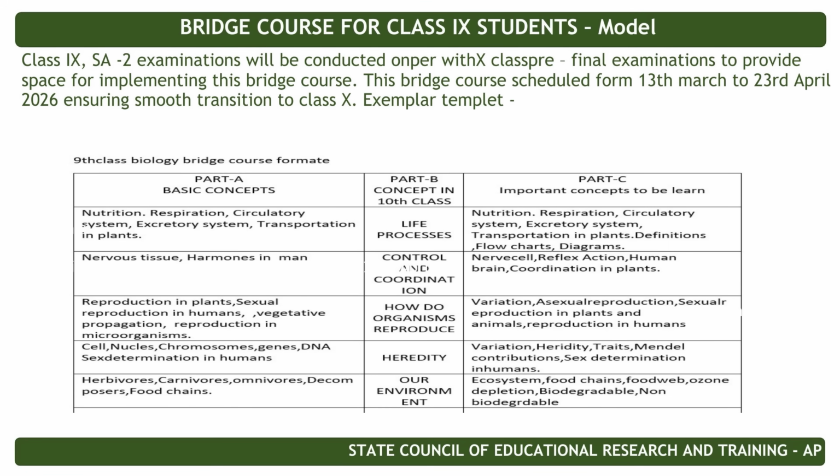herbivores, carnivores, omnivores, decomposers, food chain. All these are the basic concepts that they have learned in their 6th, 7th, 8th, 9th and 10th classes. These concepts will be strengthened for easy learning in 10th class.